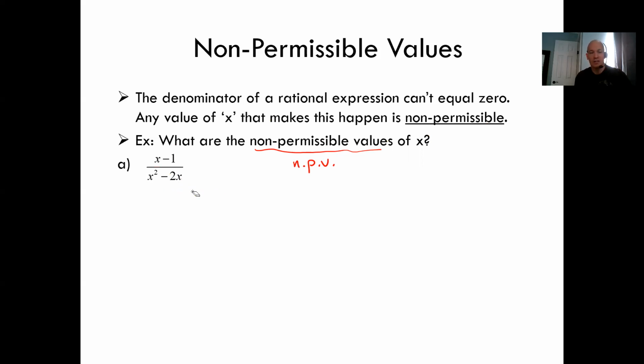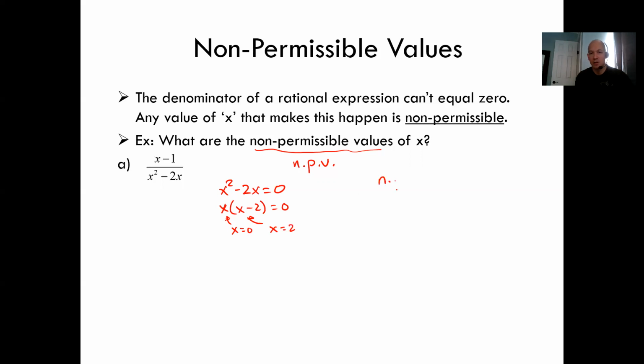What you do is somewhere off on the side or wherever, you're going to go x squared minus 2x. You're going to set it equal to 0 because that's how you're going to solve for the values of x that will make it equal to 0. Those are the bad values. So the non-permissible values here, we factor x out, and we can see that x equals 0 and x equals 2.